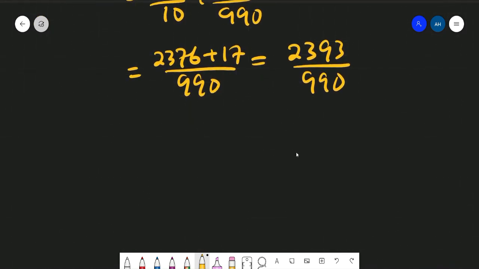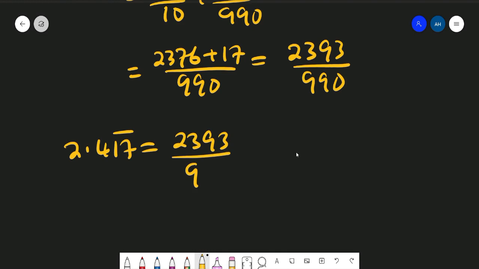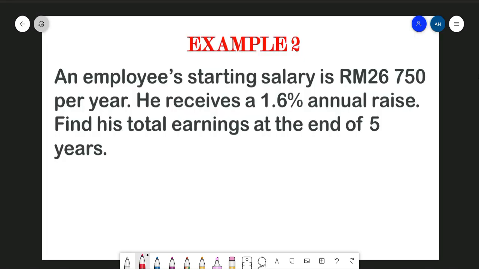Right, now let's write down our conclusion for this problem. 2.417 bar is actually equal to 2393 over 990. They have the same value, but we write it in different forms. On the left we write it in the form of a decimal, and on the right-hand side we write it in terms of a fraction. Now let us continue with the second example.